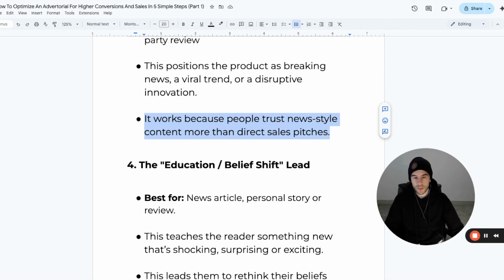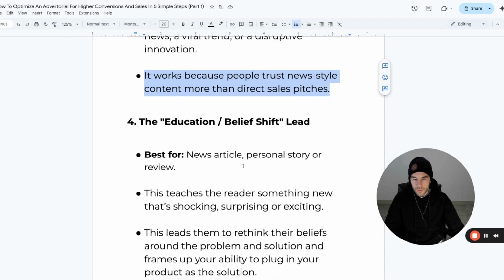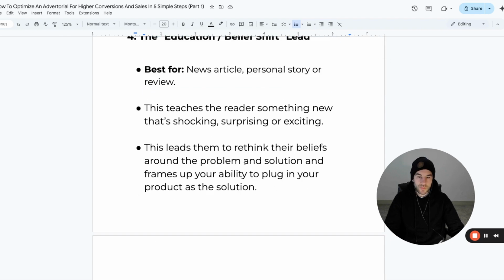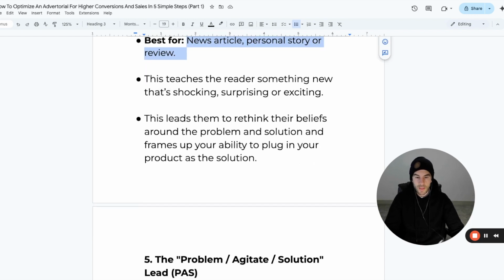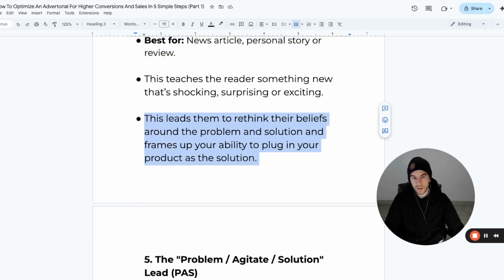Number four is the education or belief shift lead. This is going to be great for news article, personal story, or review style advertorials. This teaches the reader something new that's shocking, surprising, or exciting. And this leads them to rethink their beliefs around the problem and solution and frames up your ability to plug in your product as the solution.